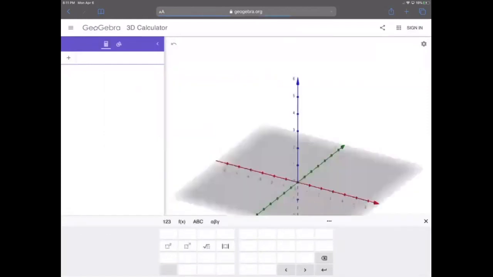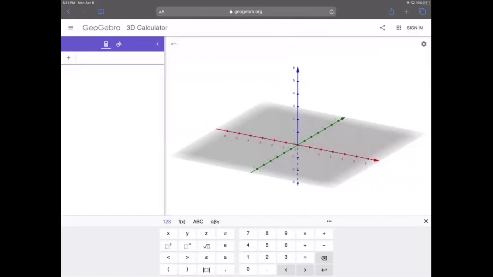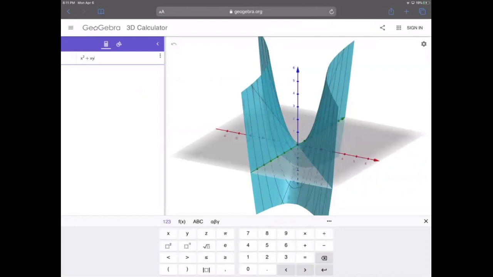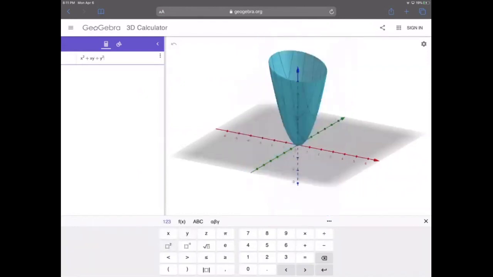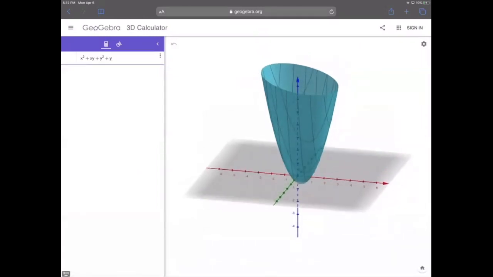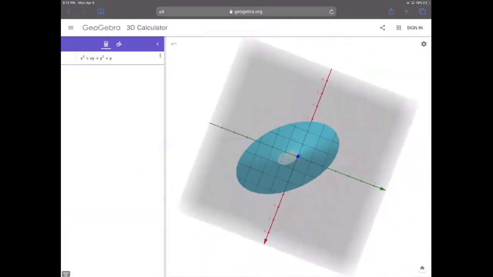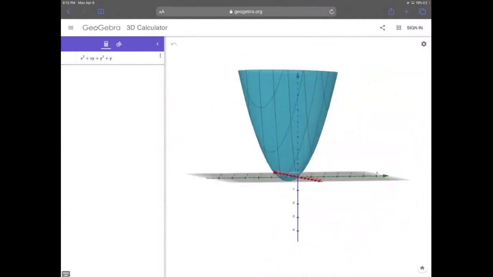All right, and then I'm just going to start typing this thing in. So you don't need to put in z equals, just put in x squared plus xy plus y squared plus y. Okay, so there it is. And I think you can see that min that we found.